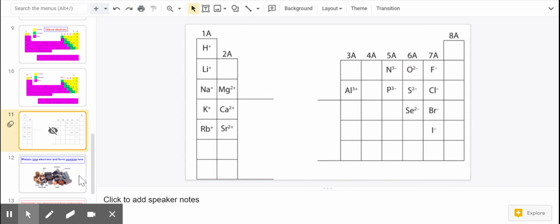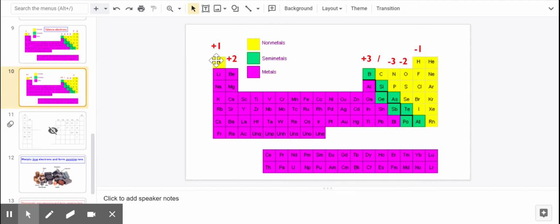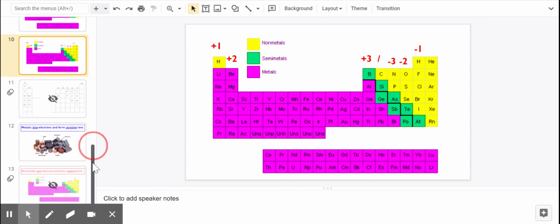If you have a look at the periodic table, this whole purple colored region is metals. And this region, the yellow one, is non-metals, except hydrogen. Hydrogen is also a non-metal, but it forms a positive 1 charge. All the non-metals tend to form negative charge. All the metals tend to form positive charge.